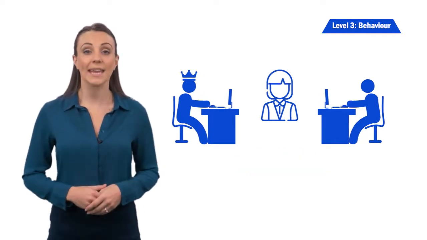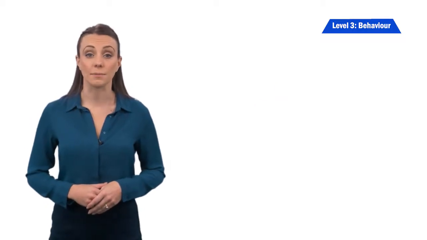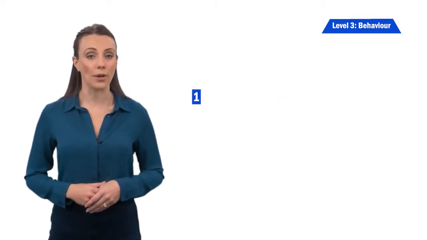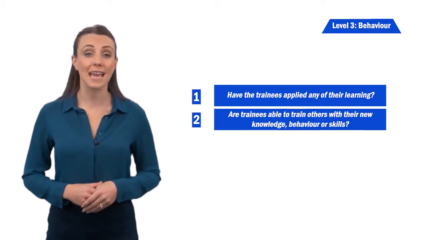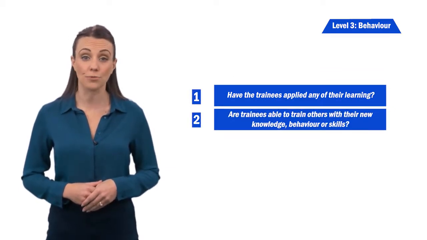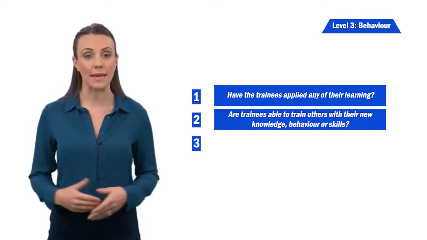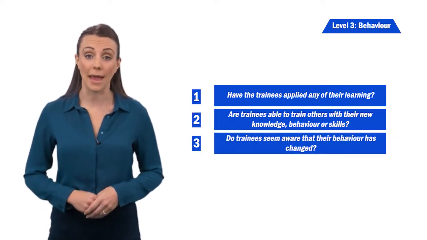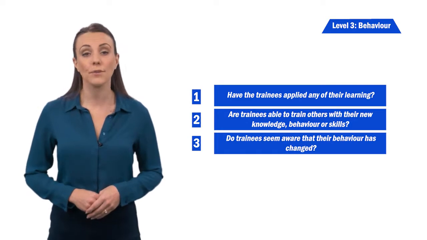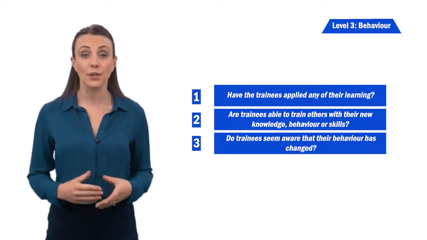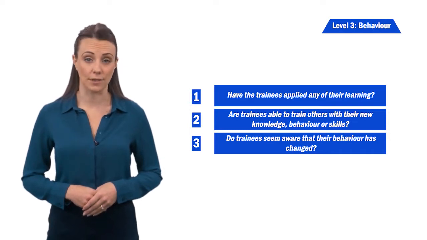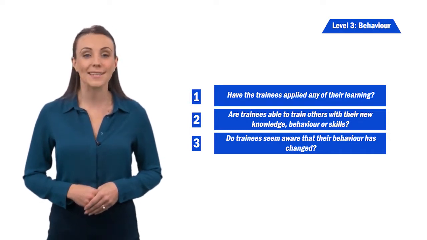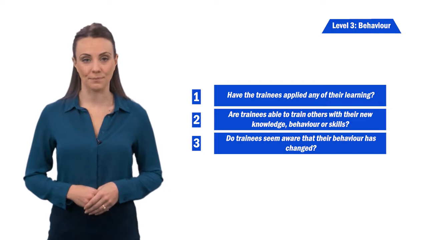But knowing how time-pressurised managers are, L&D professionals may need to devote time to motivating line managers to prioritise this activity. In Level 3, you'll be looking to answer some key questions. 1. Have the trainees applied any of their learning? 2. Are trainees able to train others with their new knowledge, behaviour or skills? 3. Do trainees seem aware that their behaviour has changed? For Level 3 evaluation to be successful, you'll need to get managers on board and make the evaluation process effortless, or at the least, relatively easy and straightforward.